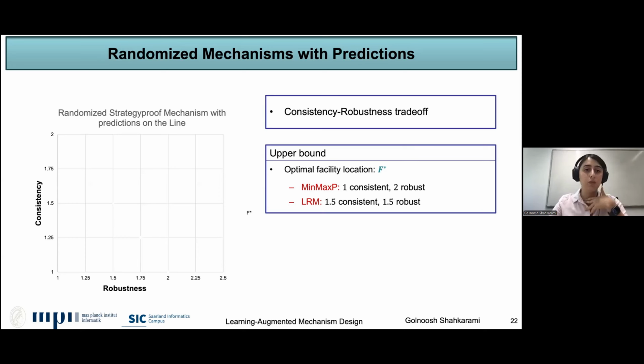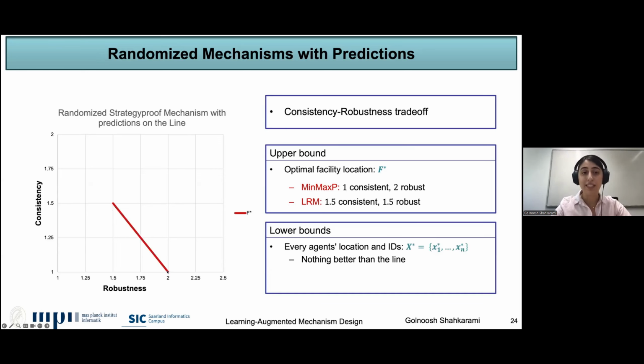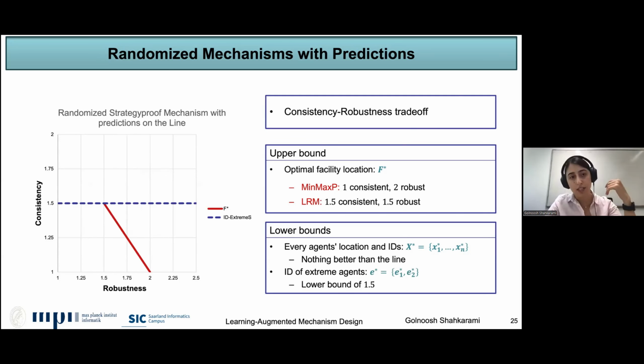Well, we observe that we can merge these 2 algorithms using randomness and obtain this green line, which is between 1.5, 1.5, and 1 and 2. We show that actually this is tight. So even if we have the strongest prediction, which is the prediction that we have the location of all the agents, we cannot get anything better than this line. We study other prediction settings as well, and we showed the lower bounds for them as well.